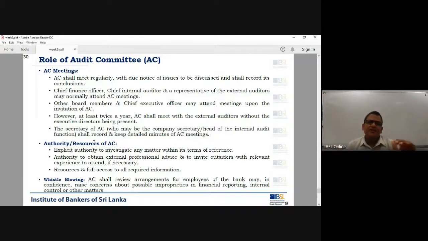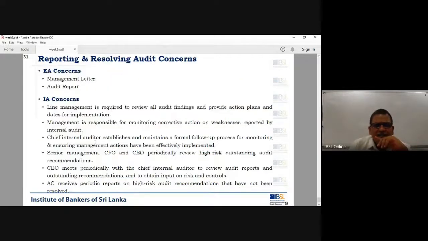Some clauses of the audit functions are mentioned here. If you have any questions, you can ask. Otherwise, I will close today's class.